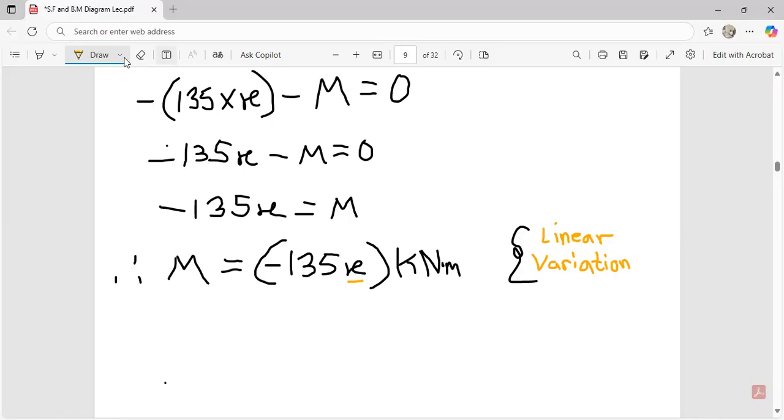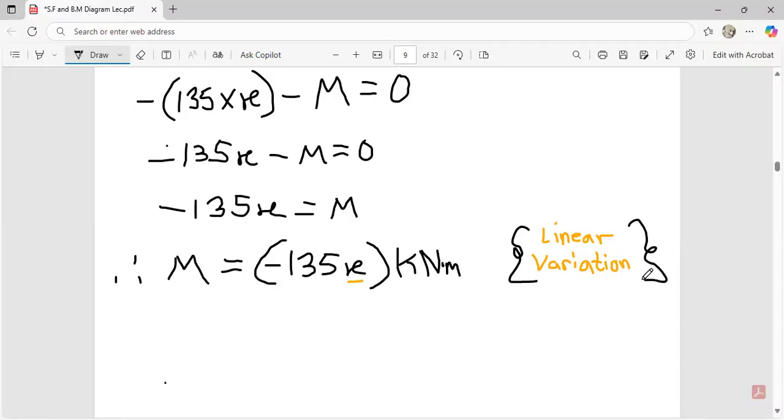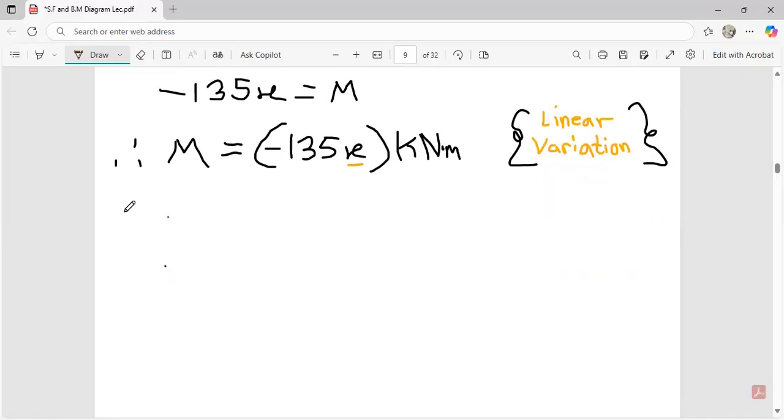Good. So we are almost done. From here, we come and do at x is equal to this, at x is equal to that. Let me quickly change the color of my marker, then we proceed with that. So we come to x is equal to 0, our moment at C is equal to what?